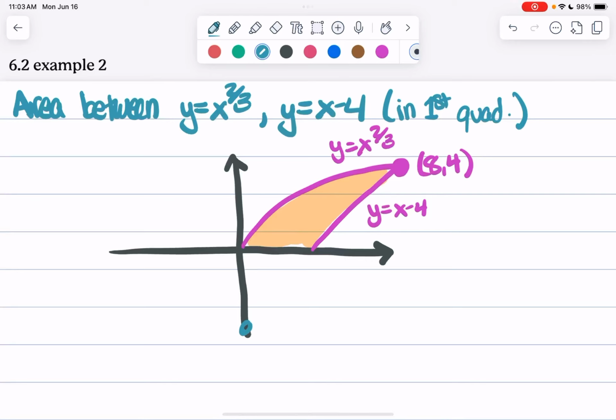All right, we have a second example to find the area between two curves, and this one's a little bit trickier. So we have the two curves stated, y equals x to the 2/3 and y equals x minus 4. One of those shown here is curved, and the other is a straight line with intercept at -4. We are told to find the area in the first quadrant. So the shaded area is the area that we're looking for. We're also given this point of intersection, (8, 4).